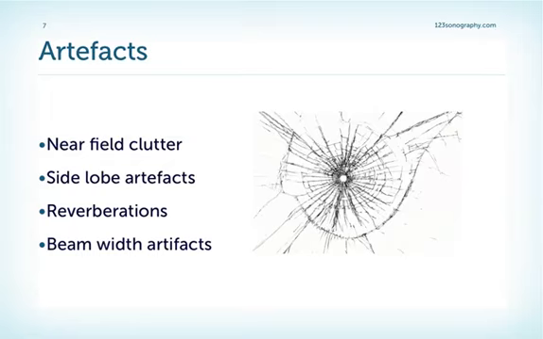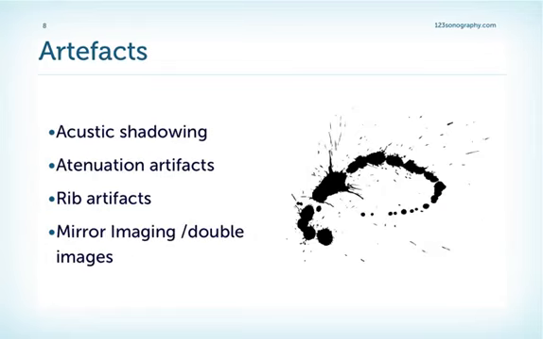Well, there are very many different types of artifacts, and in reality it's often very difficult to say why or what the cause of artifacts is. Here's a list. We have near field clutter, side lobe artifacts, reverberations, beam width artifacts, acoustic shadowing, attenuation, rib artifacts, mirror imaging, and double images. So you see, the list of possible artifacts is quite long. And in reality, it's often difficult to say which form of artifact is really present. But I just want to show you some typical artifacts and show you how they appear on the screen.